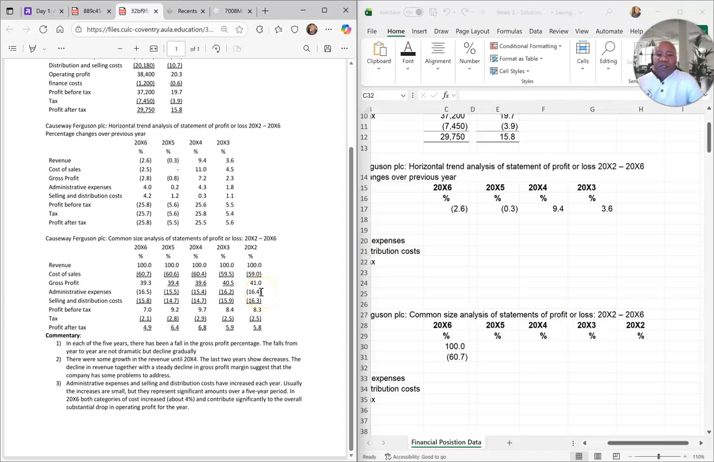I hope that this little exercise is useful, but of course the answer will be made available to you. It would be a good idea to try them yourselves so that you can perfect your understanding of vertical and horizontal analysis.